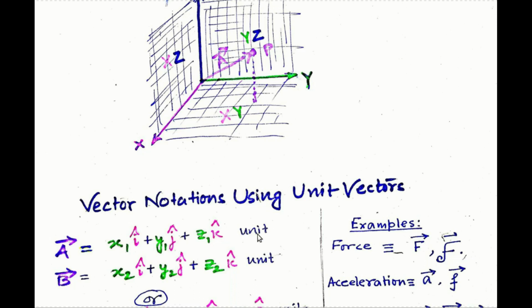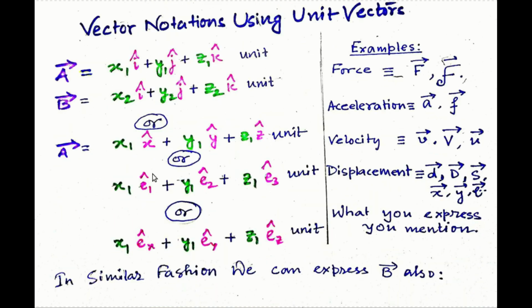So we can express a and b in different ways. Like we can express a in terms of i cap, j cap, k cap, or e1 cap, e2 cap, e3 cap, or x cap, y cap, z cap, or ex, ey, ez. The thing is that they basically denote the same vector, that is the a vector. Now come to the third part, that is the unit. So what is the unit of a? We should mention it first.